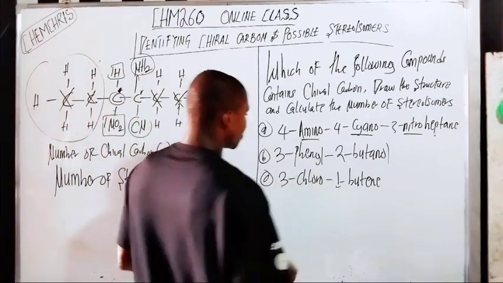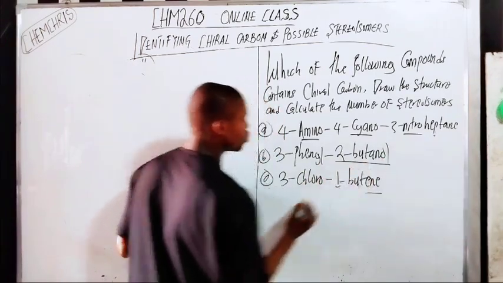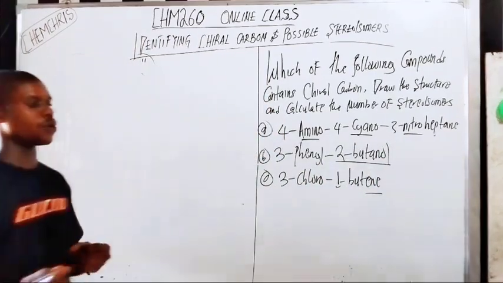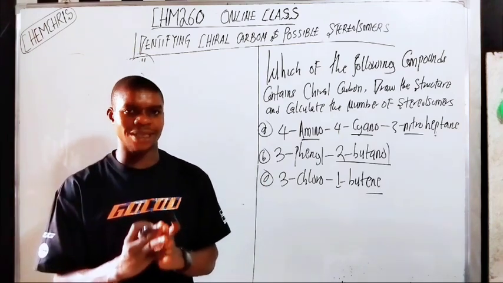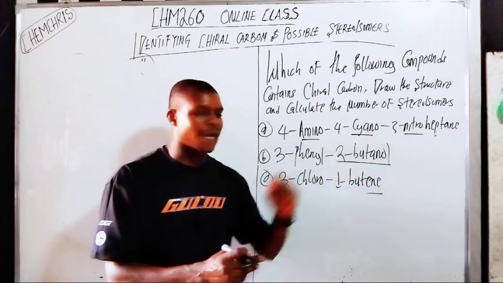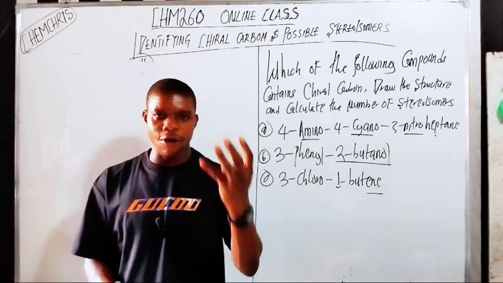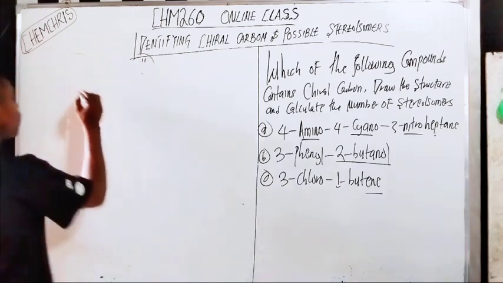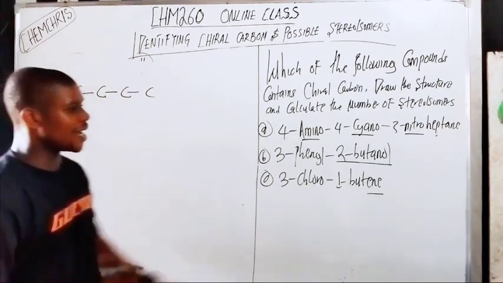So let's look at the B part. 3-phenyl-2-butanol. Butanol's idea is 4 carbon atoms with OH, an alcohol functional group. Do you understand? And the OH is on carbon number 2. But is how many carbon atoms? 4 carbon atoms. So it will be 1, 2, 3, 4.